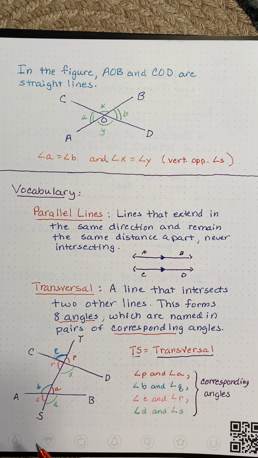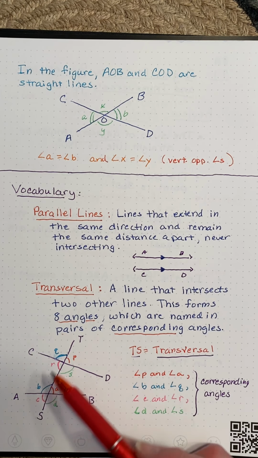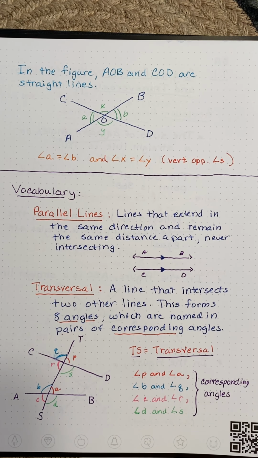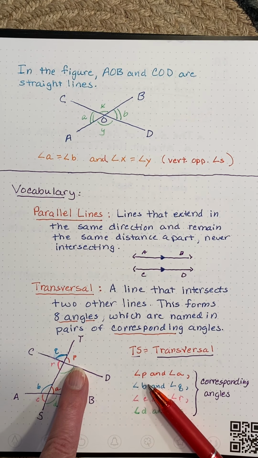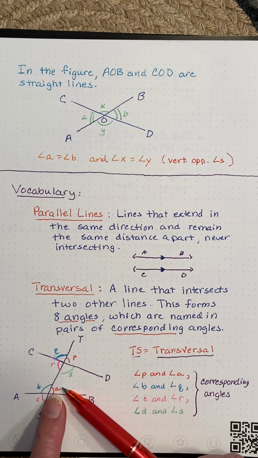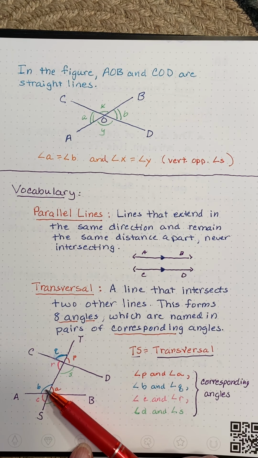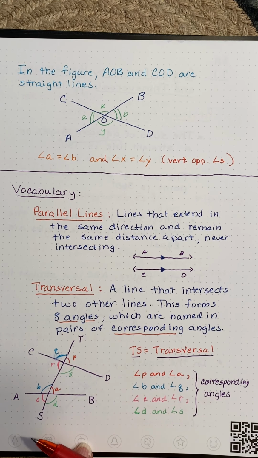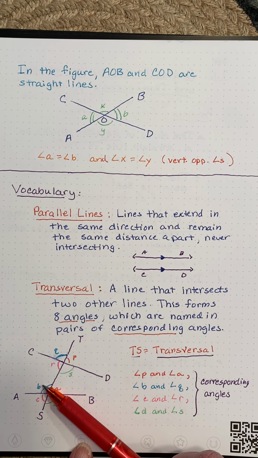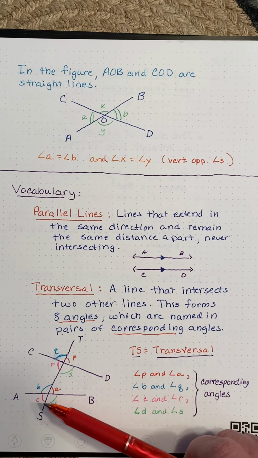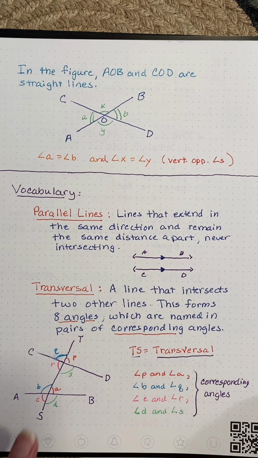So we have a situation here. We have line AB and CD. It's intersected with TS, therefore TS is the transversal. Now here we go. Angle P and angle A are corresponding angles. Angle B and angle Q are corresponding angles. So these two go together, these two go together. Angle C and angle R are corresponding angles, and angle D and angle S are also corresponding angles. So study that out so you understand what corresponding angles are.